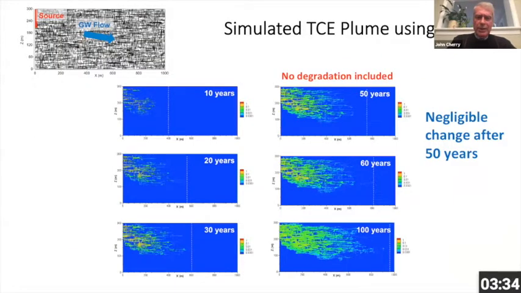And there's enough data to do modeling using a discrete fracture network model. If we look at the simulation results, which are based on field comparisons, the difference between the plume at 50 years and 100 years is relatively small. So the plumes have gone to a near stable condition, and that's with no degradation. If we add a little bit of degradation, which is what we think is happening, then the plumes have gone to stability. Next slide, please.